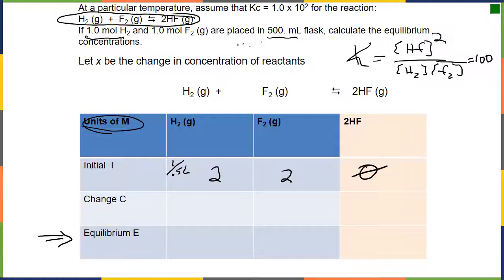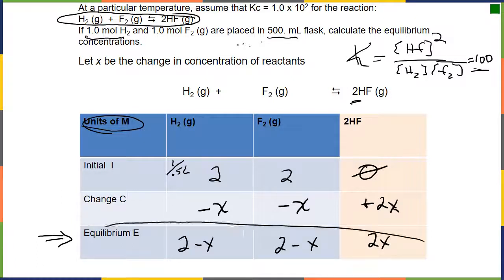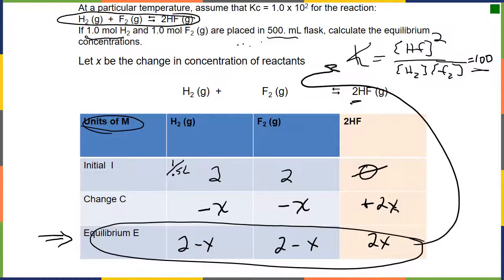We know our reaction is going to have to shift towards products because we have a 0, and we're going to look at our changes. Now we don't have any other information. We have K, and we have our initial, so our changes are going to be X. Hydrogen and fluorine are 1 to 1, so this is going to be minus X and minus X. HF is going to be up by a value of 2, so this is plus 2X. Realize that the reactants are going to go down and the products are going to go up. Again, why? Because we have no products. And so at equilibrium, we're going to have 2 minus X, 2 minus X, and 2X. What do we do? We take these values right here and we plug them into our K.